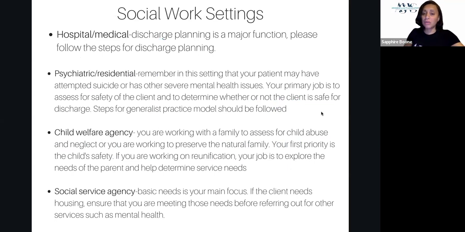A hospital or medical social worker. This is medical. This is not psychiatric, just plain medical. You know that discharge planning is a major function.